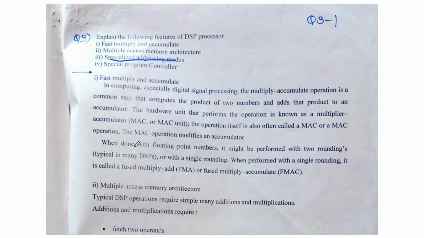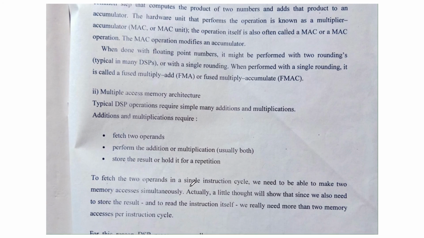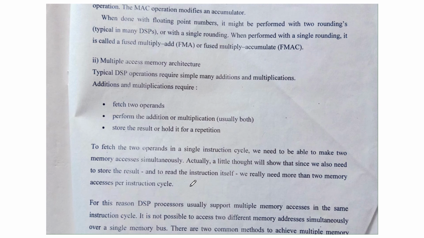Okay, when done with floating point numbers, it might perform two roundings or a single rounding. When performed with a single rounding, it is called fused multiply accumulate. Now then is the multiple access memory architecture. We will see this with diagrams also.